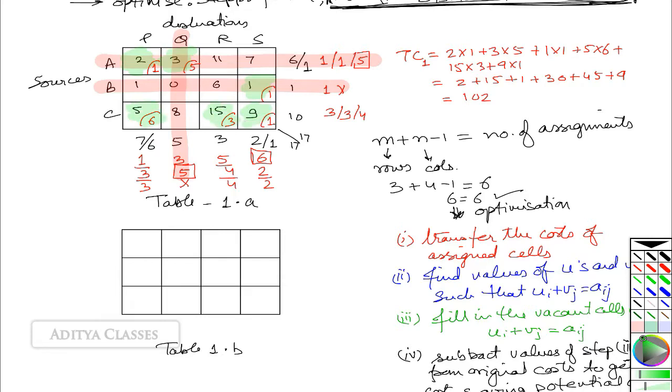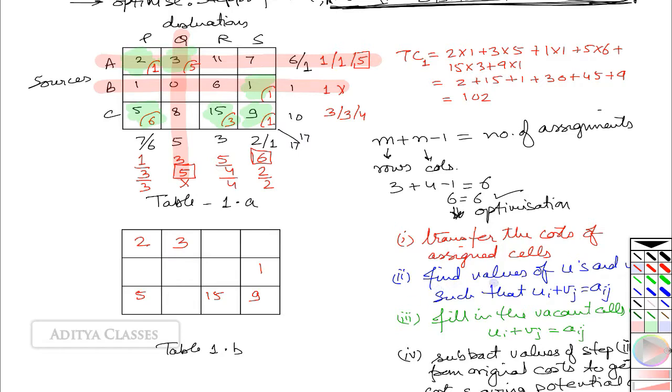All these are assigned cells. So I will transfer the costs given in these cells. What is the cost of this cell? 2 rupees, 3 rupees, 1 rupee, 5 rupees, 15 rupees and 9 rupees. So I have done my first step.